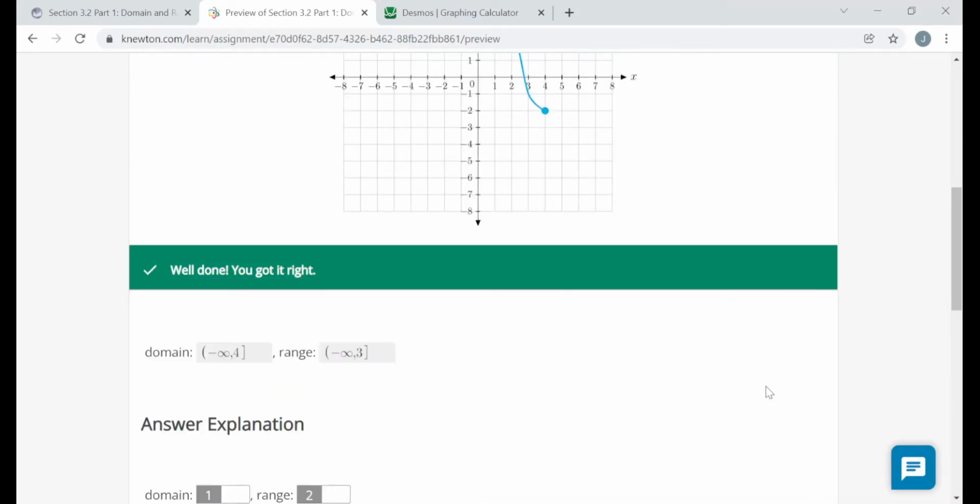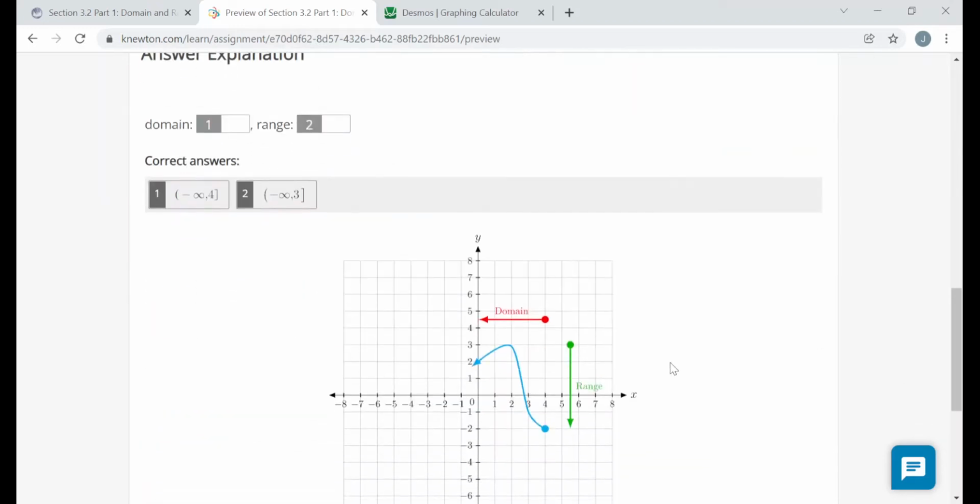And I feel this is simple. Just look at the graph and pay attention to whether there are arrows, solid points, or open points at certain places.